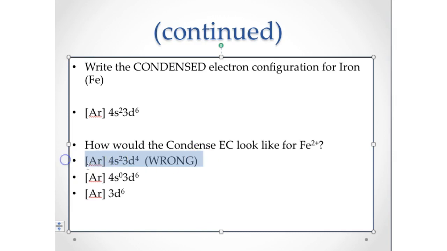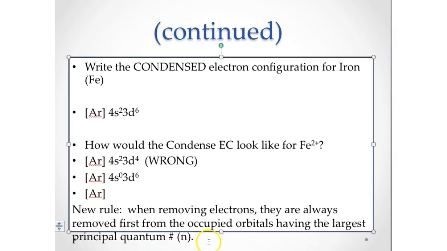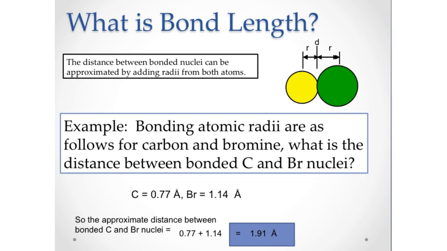This would be wrong. Okay, and it tells you at the very bottom of your notes, new rule. When removing electrons, they are always removed from the occupied orbital having the largest principal quantum number, which is this number. Okay, so make sure you understand this because it's going to be on your test. We're going to do a little bit more practice with that.